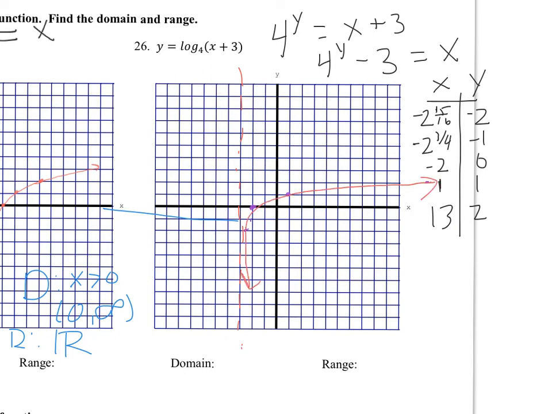So my domain, x is greater than -3. It can't be -3 because I moved to left 3. And range is all real numbers.